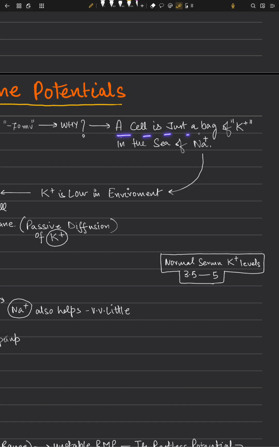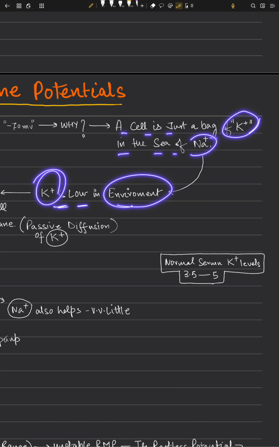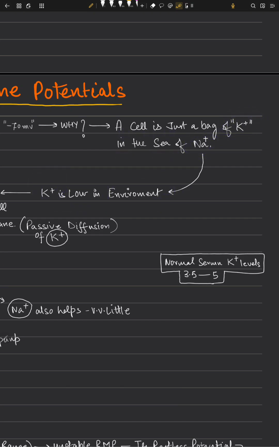A cell is just a bag of potassium in a sea of sodium. Always remember that. This is a golden rule, golden line. Cool, amazing line. So this is K, that is potassium, and this is low in the environment. But again, a cell is just a bag of potassium in a sea of sodium. So this is low in the environment.